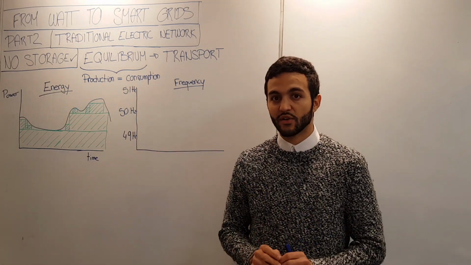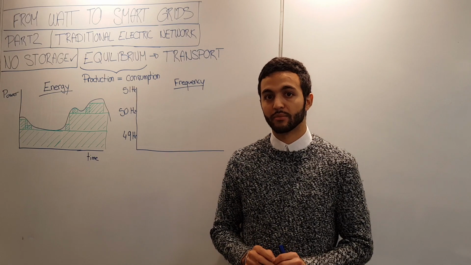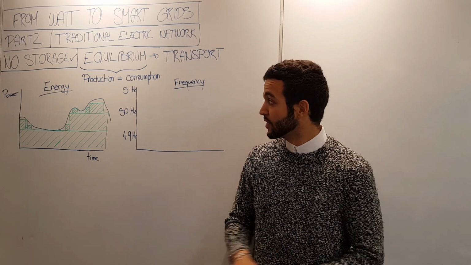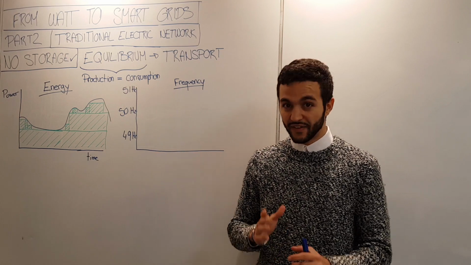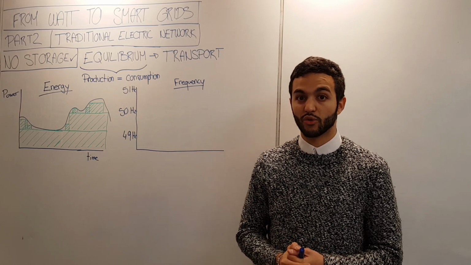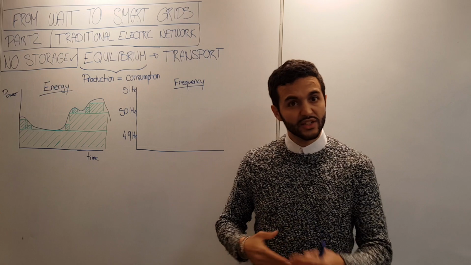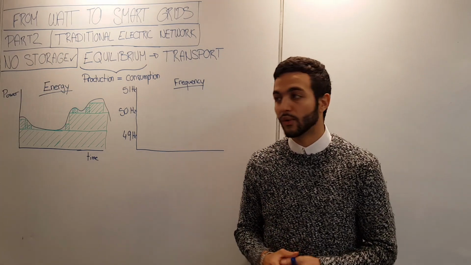Okay, so now we know that electricity cannot be stored as itself. We realize how the concept of equilibrium is important in power systems. So the production of electricity always needs to match the consumption. If it doesn't, it can lead to grid damages. So let's go through a quick explanation to see how it works.